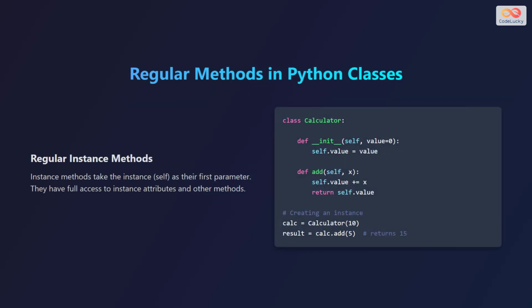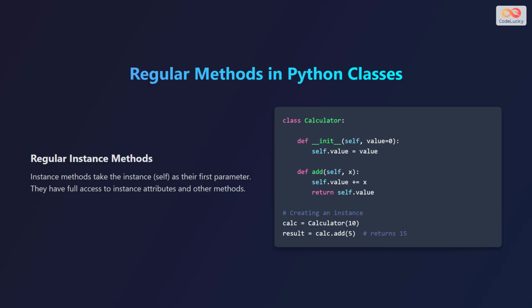Let's start by understanding regular instance methods in Python classes. Instance methods automatically take the instance itself, conventionally named self, as their first parameter. This allows them to have full access to the instance attributes and other methods associated with that instance.